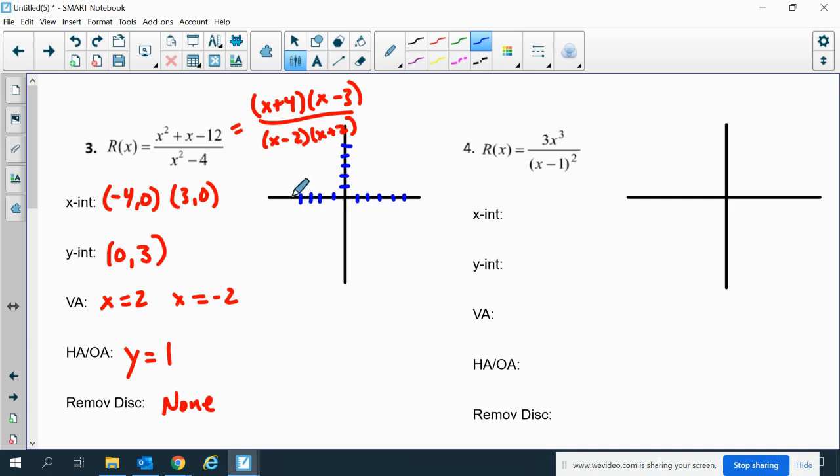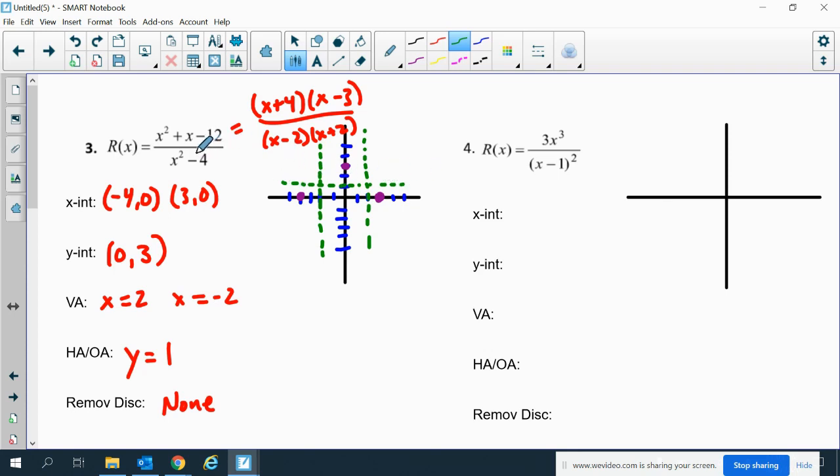Big problem. So I have (-4, 0) and (3, 0). I have (0, 3). I have vertical asymptotes at 2 and -2. I have a horizontal asymptote at 1. So I have all this information. The only other thing I need to figure out is, does my graph ever cross the asymptote?